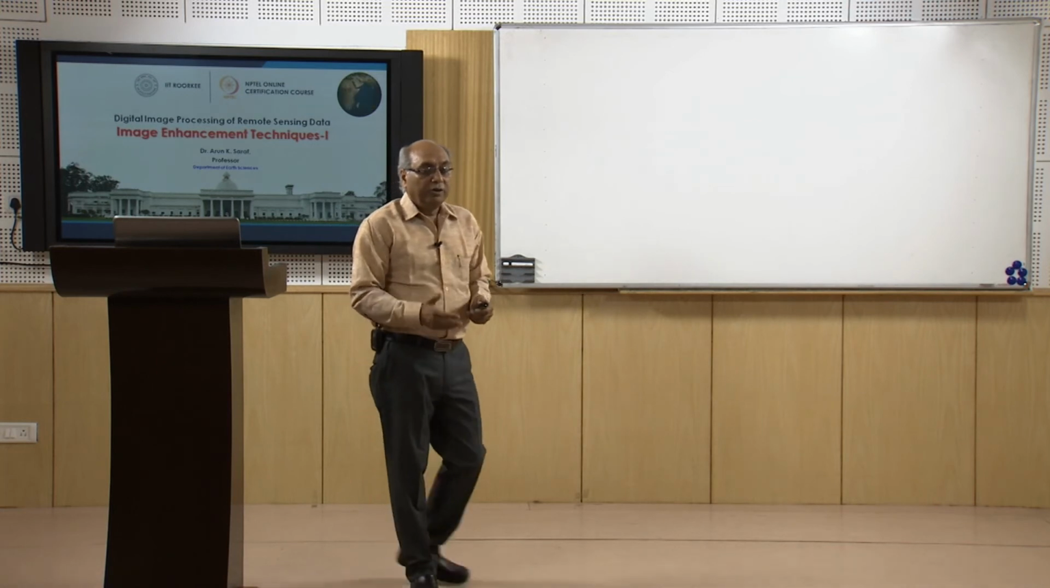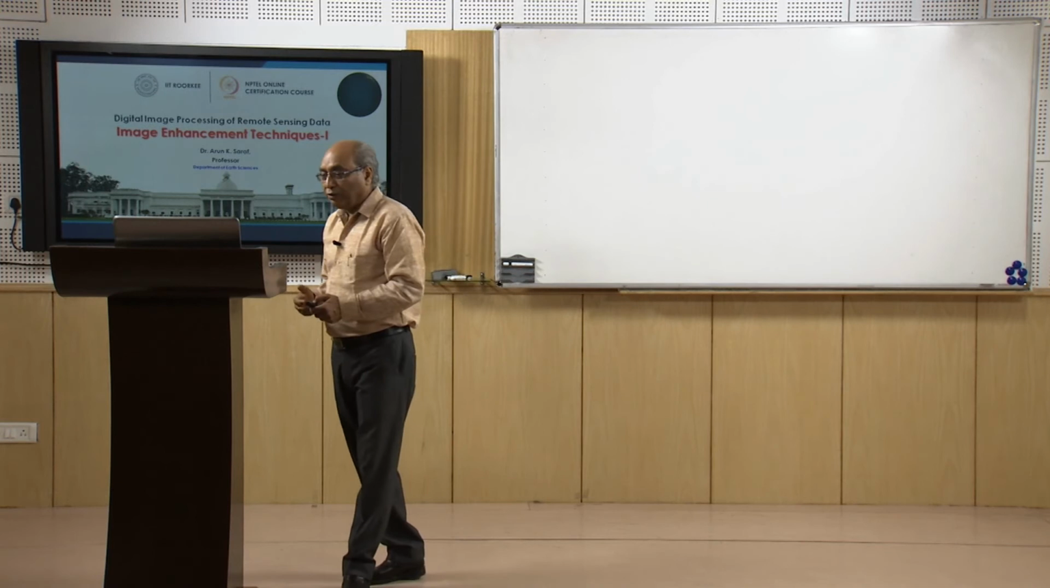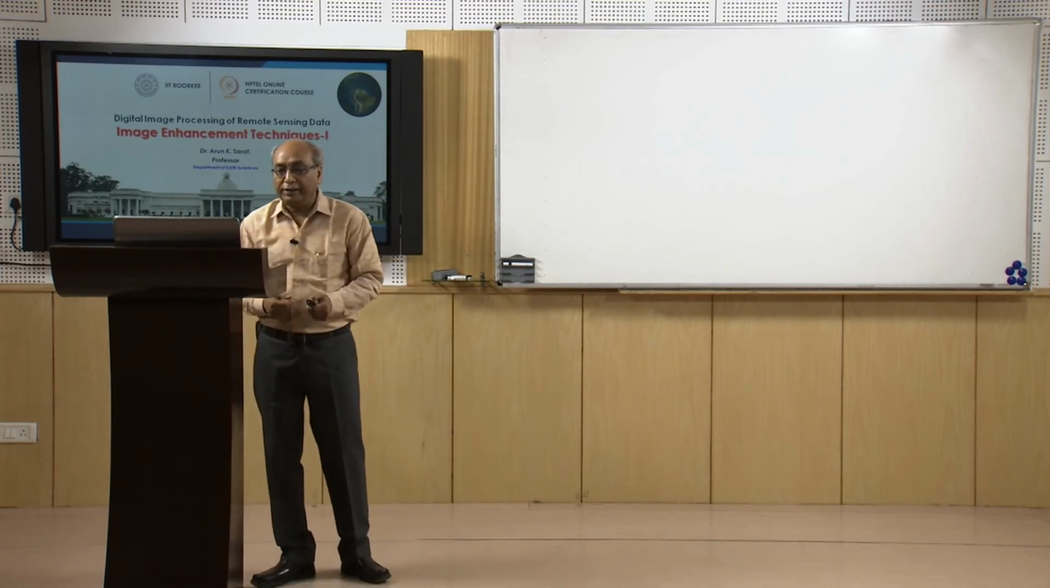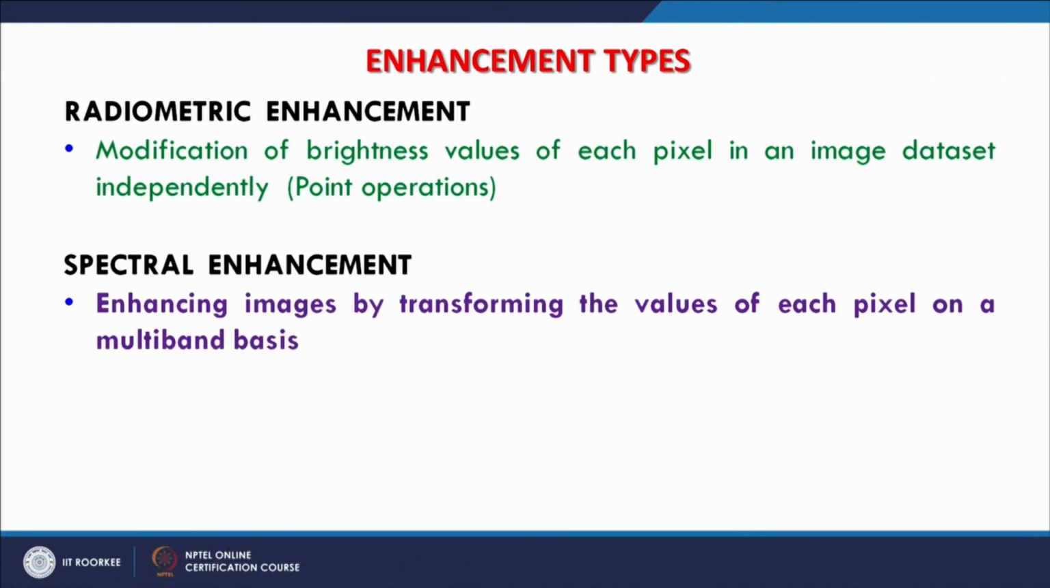There are different types of image enhancement techniques. One is based on radiometric enhancement techniques, that is, modification of the brightness value of each pixel in an image data set independently. Point operations, generally this kind of thing is not done, it is very rare to do it.